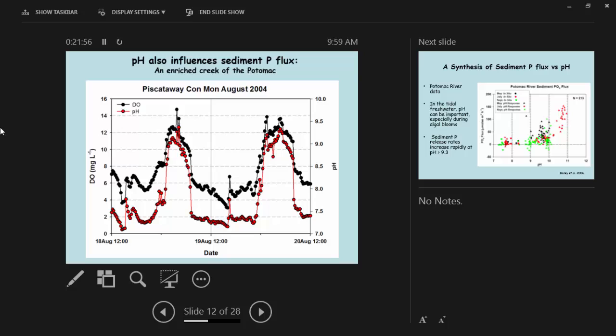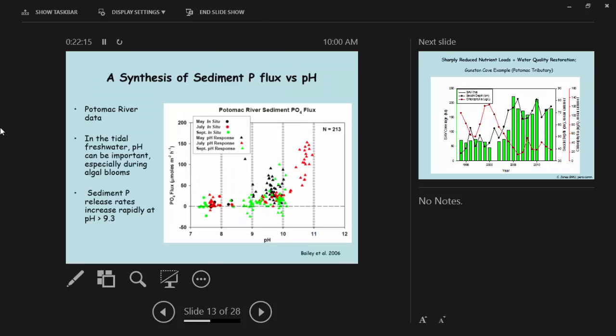Wrong. In places where there are algal blooms, this data from the Potomac, in a 12-hour period, pH goes from just over 7 to pushing 9.5. That is a monstrous pH change. And that monstrous pH change can influence phosphorus flux from sediments.